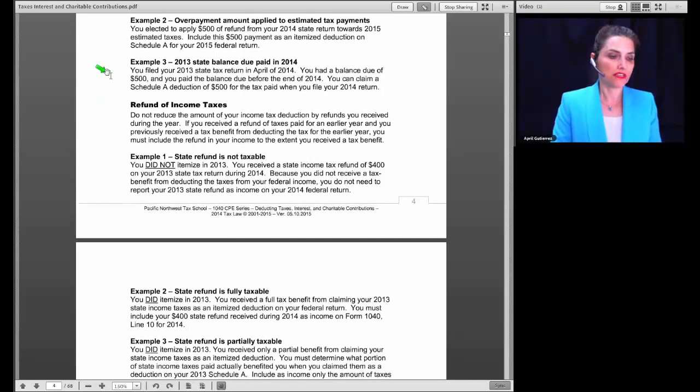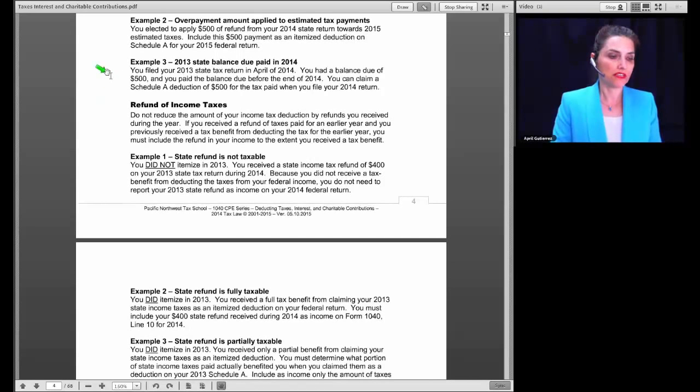And here in example number 3, we have a state refund that is partially taxable. You did itemize in 2013 and received only a partial benefit from claiming your state income taxes as an itemized deduction. You must determine what portion of the state income taxes paid actually benefited you when you claimed them as an itemized deduction on your 2013 Schedule A. You should include as income only the amount of taxes deducted that actually benefited you.